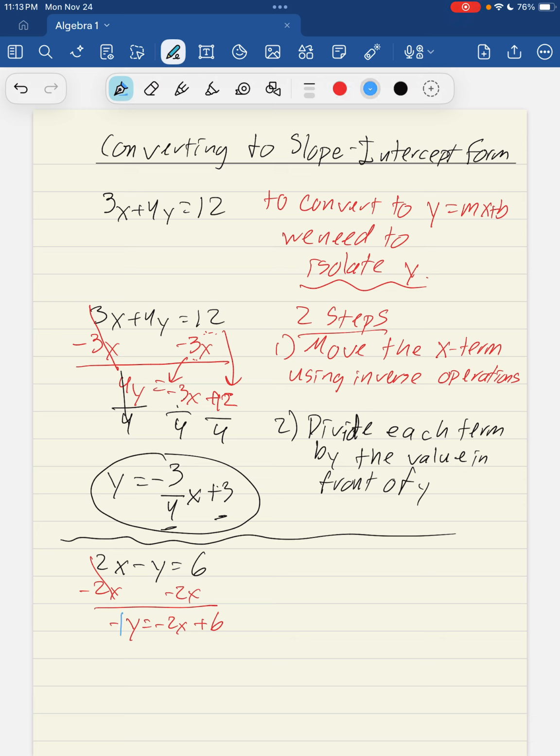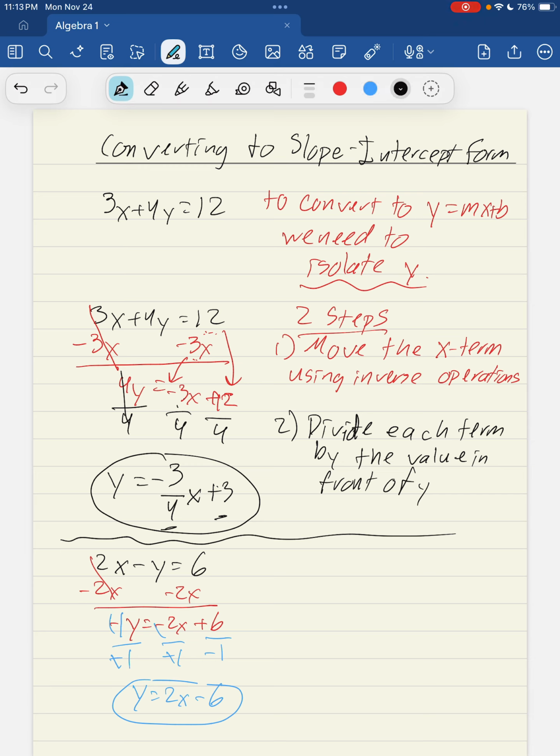I'm going to put an invisible 1 right there. I divide everything by negative 1. Whenever you divide by negative 1, you pretty much just change the sign. So my negatives cancel, and this guy becomes a negative 6 over there. So I have y equals 2x minus 6. Boom. Okay, that's bugging me. I'm going to fix that. Divide by negative 1. Yep. And that's it. Let me give you one more, just for fun.